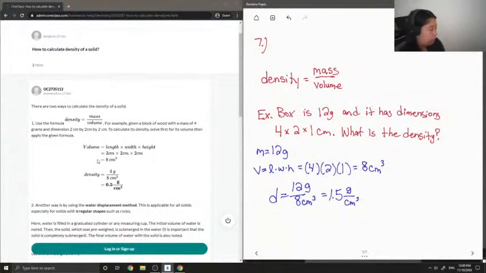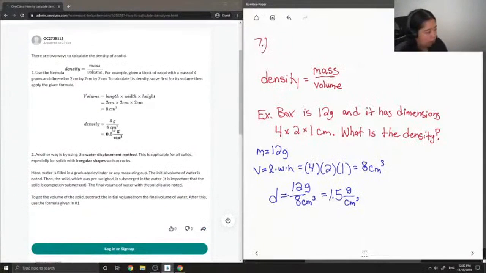Okay, so let's see what our junior tutor said. There are 2 ways to calculate the density of a solid. The first is using density equals mass over volume. They have an example with a block of wood with a mass of 4 grams and dimensions of 2 by 2 by 2. Calculate its density, solve first for its volume, then apply the given formula. So they calculated the block of wood to have a volume of 8 centimeter cubed, and they found its density to be 4 divided by 8, which is 0.5.